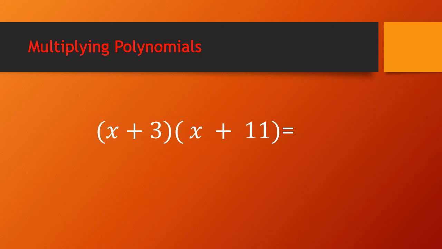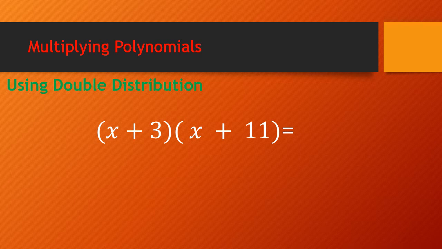We have x plus 3 times x plus 11. So I'm going to multiply these two binomials together to get a trinomial in the standard form. And we said to be able to multiply these two binomials, I need to use double distribution.